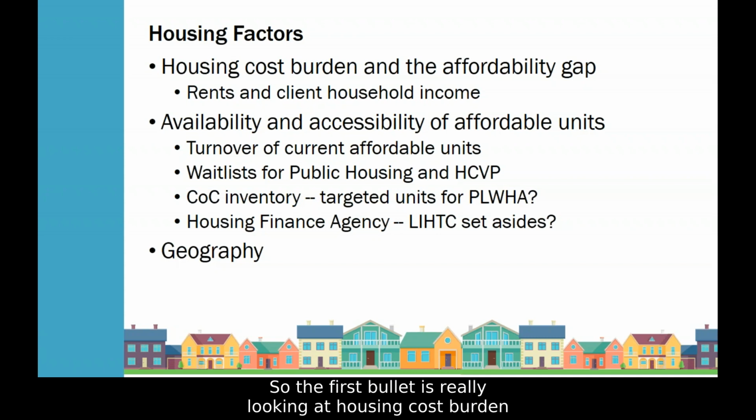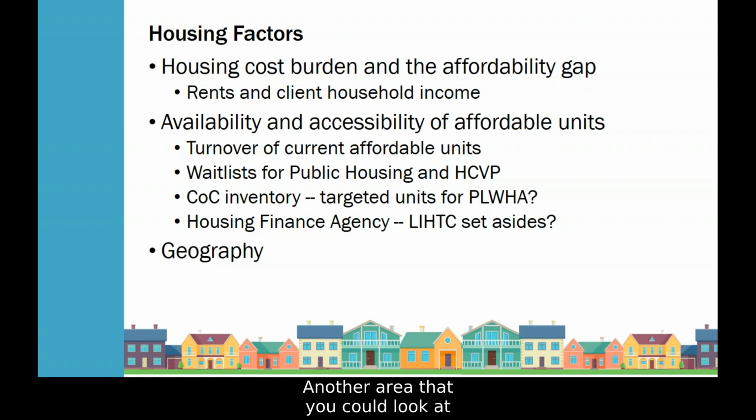So the first bullet is really looking at housing cost burden and affordability gap. This is really trying to understand what percentage of household income is going towards rent. Is it 30% of someone's income? Is it 50%? Is it even higher than that? When you're looking at rents and incomes, that can really give you a sense of how big the gap is between what people can actually afford and what they have to pay for housing that is not subsidized. So that is one data set that you could look at.